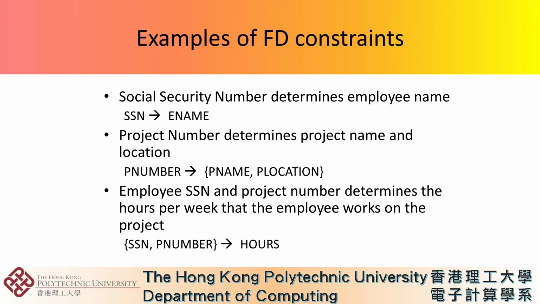These are examples of functional dependency constraints. Social Security number determines employee name. Project number determines project name and location. Employee Social Security number and project number determines the hours per week that the employee works on the project.